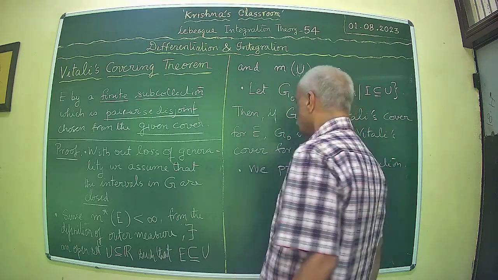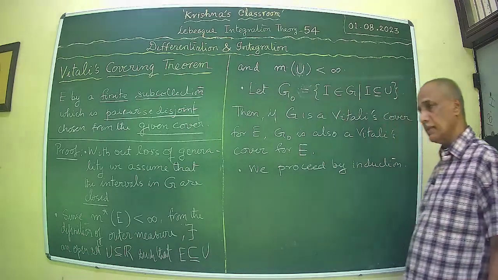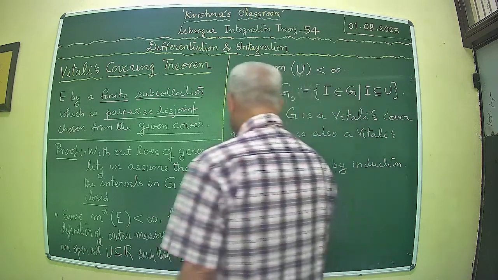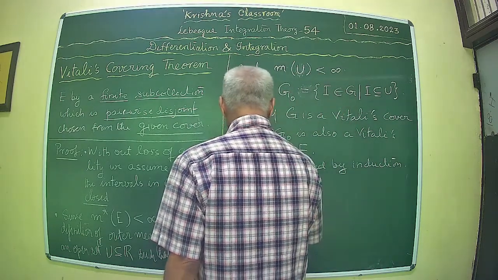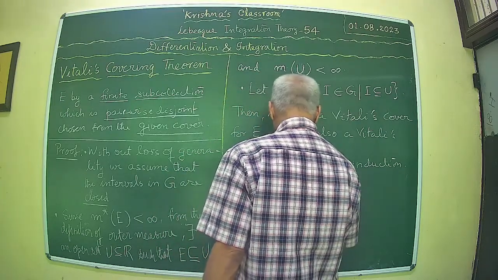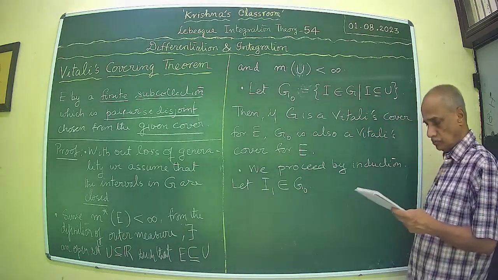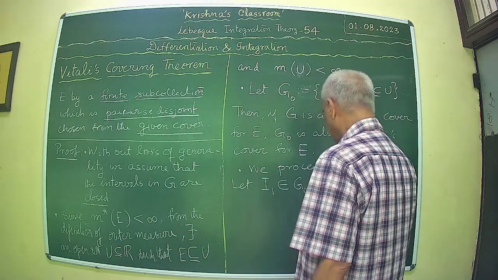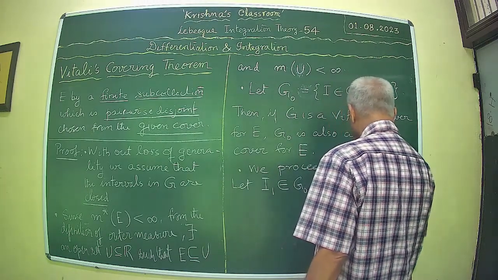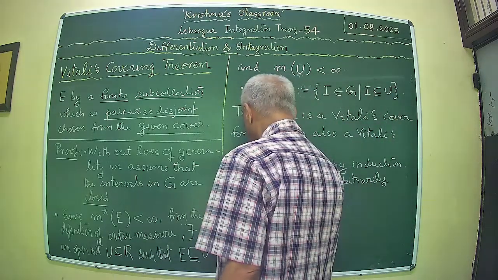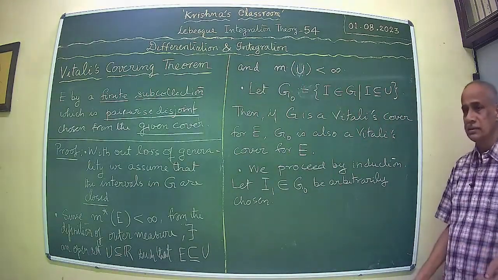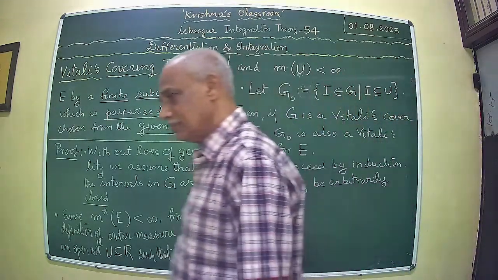So for that we begin with any arbitrary interval of G naught. Okay. So let... so if this happens to cover E, then you are done. Okay.